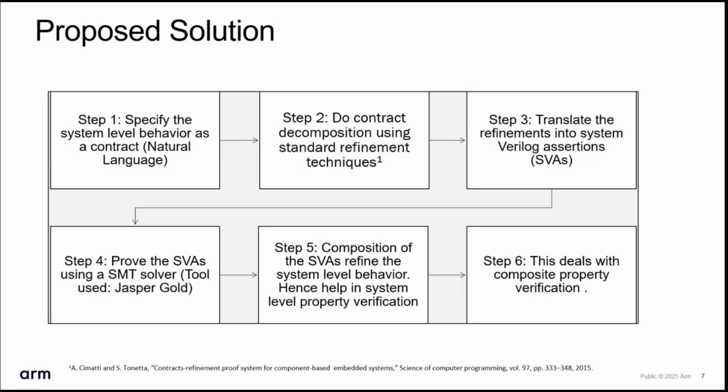And the last step deals with the composite property verification. If we are able to prove the component properties in a specific composite manner, then it is guaranteed that they automatically model the system level behavior. So that is the idea on the basis of which the solution was developed.